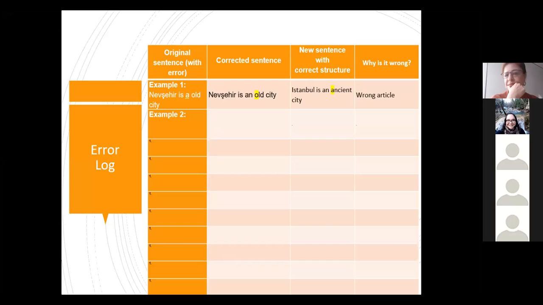Yes, here's a suggestion, and it is called error log. Maybe some of you have tried this before. And when Jen shared this idea with me, I thought that I might like to give this a try. And that's why I'm sharing this with you. So here is what we can do.